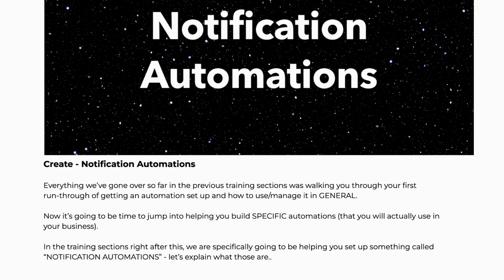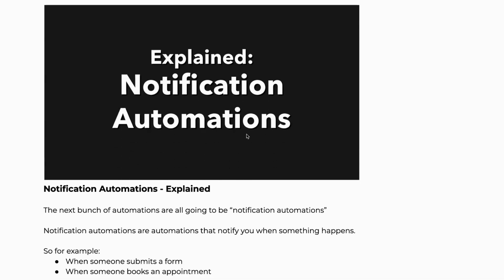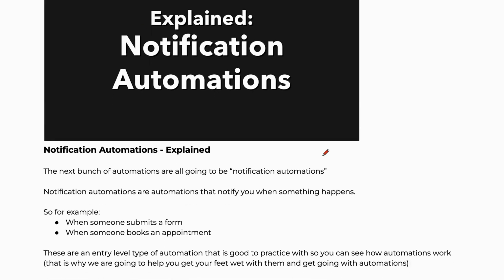Okay, so let's go ahead and actually talk about, hey, what are notification automations? So notification automation, that's what's going to be the next bunch of training sections that you see right after this training section, are going to be automations that actually notify you when something happens inside of your business. So let's say, for example, somebody submits a form, when somebody books an appointment. Well, guess what? You're going to need an automation for those things, so that way you are aware of that, and then you can obviously build on top of that as well.